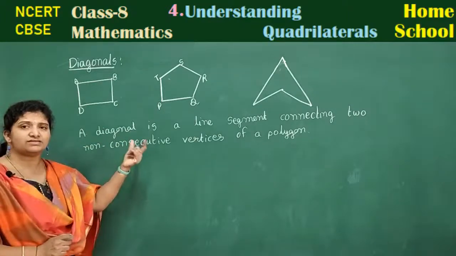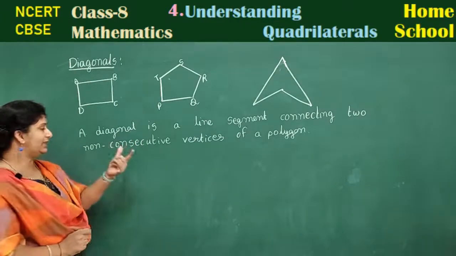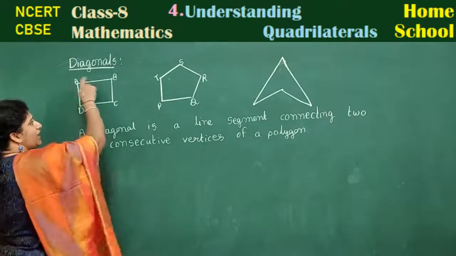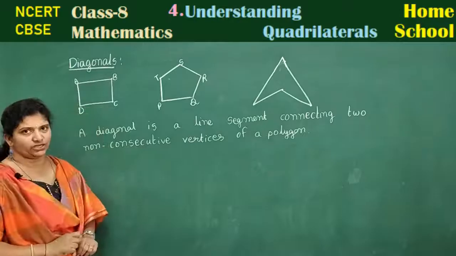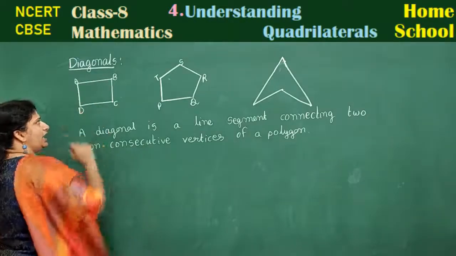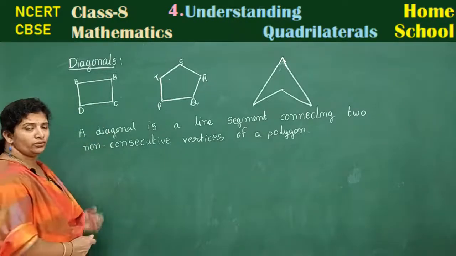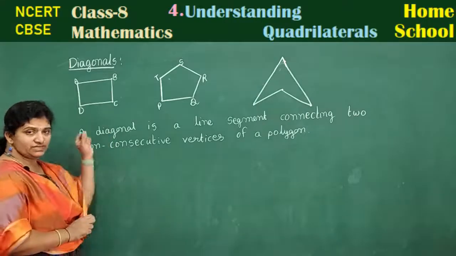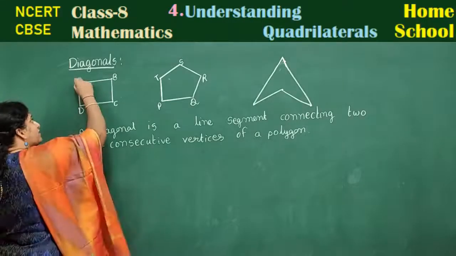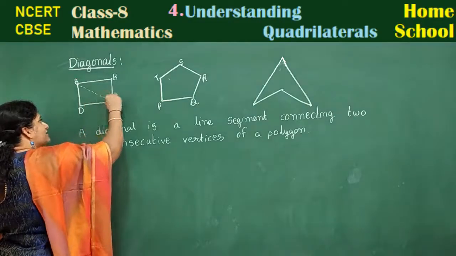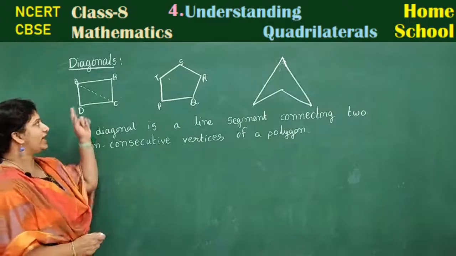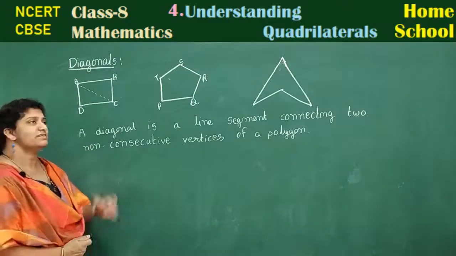A diagonal is a line segment connecting two non-consecutive vertices. For A, B and D are consecutive. Then for A, what is a non-consecutive vertex? For this figure, for A, C is the non-consecutive vertex. Therefore, AC is a diagonal.